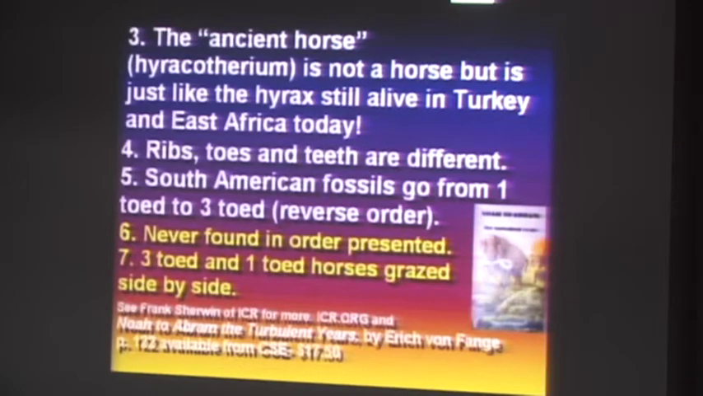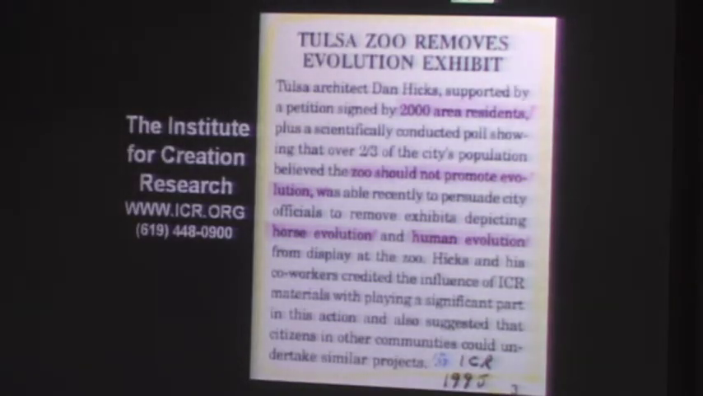Tulsa Zoo finally took out their display because a friend of mine wrote them a letter and said, "Hey, why do you have the horse evolution on display?" I've got the letters here somewhere. Did you get those out, Steve? They're in the suitcase? Okay. You can come read those later. He wrote them a letter and said, "Guys, your horse evolution thing was proven wrong like 50 years ago. Would you please remove the display?" And they said, "We don't have the funding to remove it."